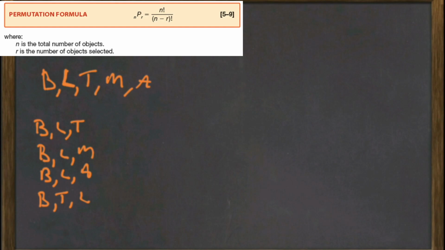So what do we have in this case where we're only selecting 3? Our logic from the previous example said we could put 5 options, right? In the first slot, we could put B, L, T, M, or A. Once we've chosen one of those, we have 4 options left for the second slot.